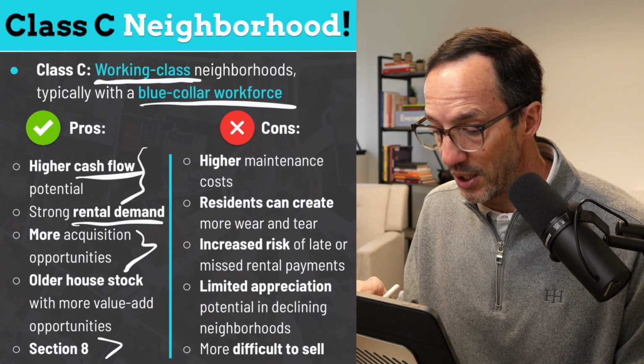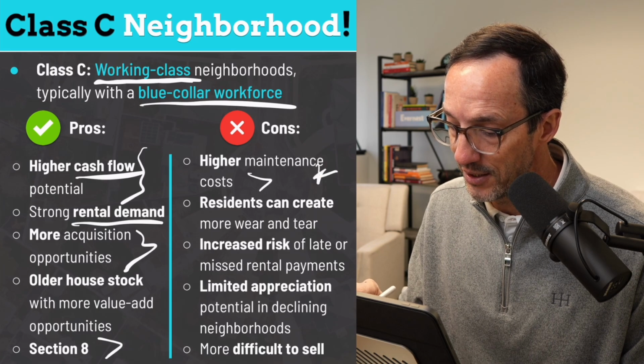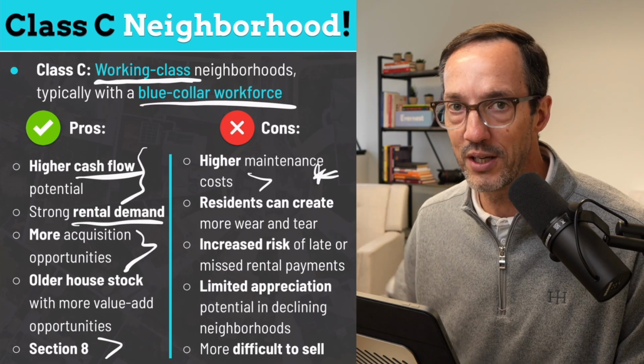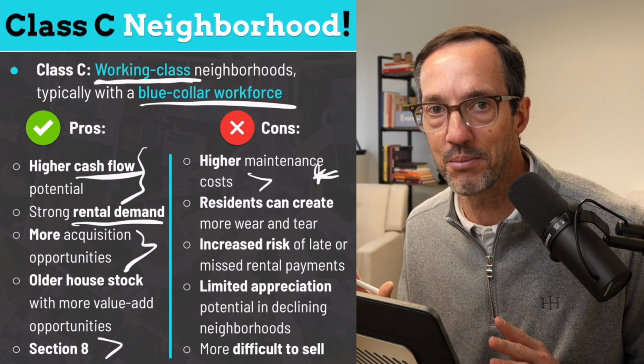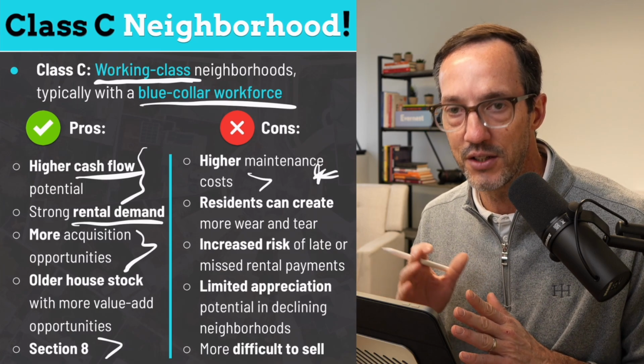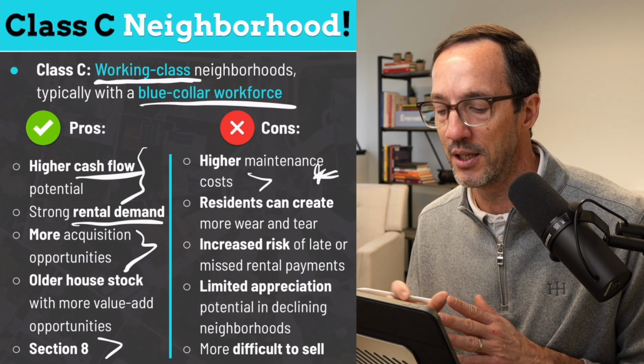So what are the cons? Well, with older houses come higher maintenance costs. So even if you rehab a property really well, you renovate it, you may be good for the first 12 months, but just know that if a resident's going to stay in there for 5 years, there's going to be more wear and tear on that property.